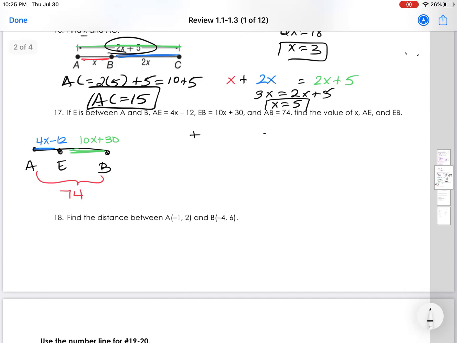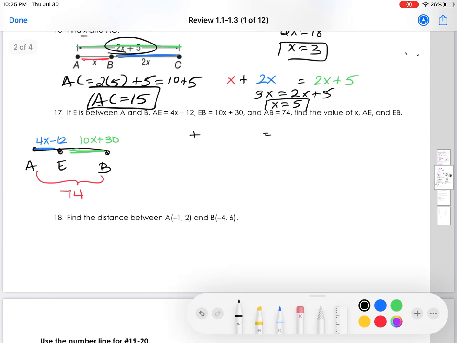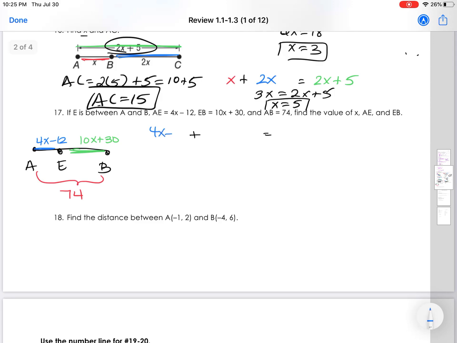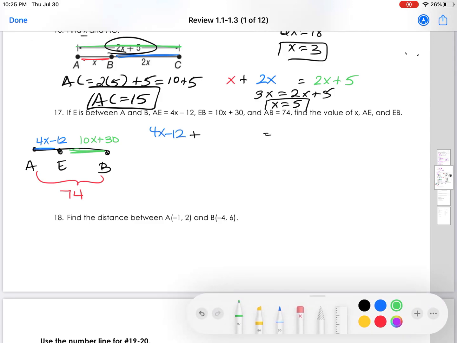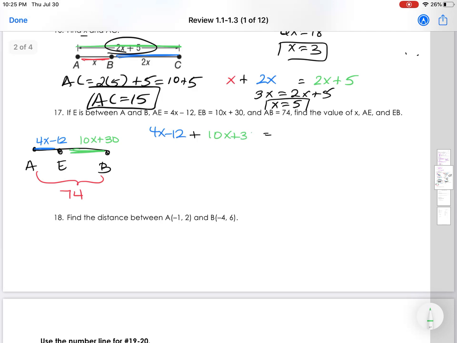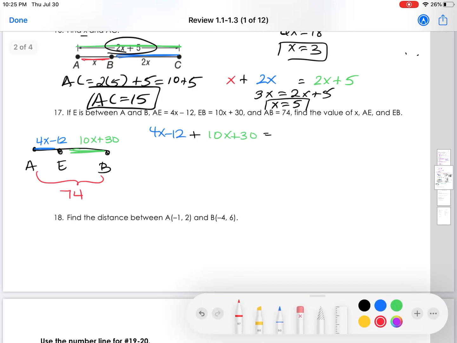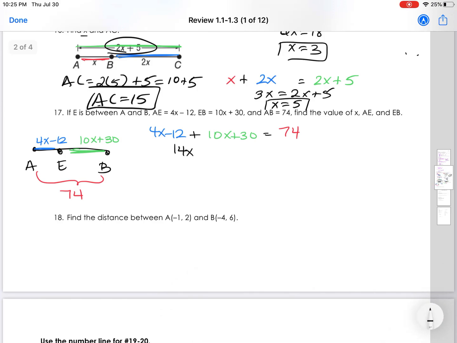Same concept. Add the smaller ones. They equal the larger one. So we've got 4x minus 12 plus 10x plus 30. And that's going to equal the entire thing of 74. Combine like terms. So we get 14x plus 18 is equal to 74. We'll subtract 18 from both sides, and we're going to get 14x is equal to 56, so x is 4. Okay, that's part of it.